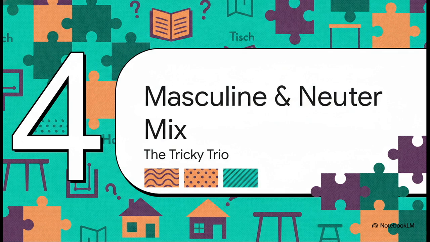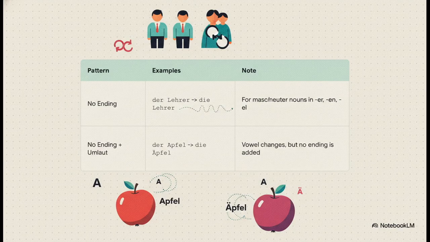Okay, now that we've banged those easy ones, let's wade into slightly deeper waters with the trickier trio. This is where the other 3 patterns hang out, and they mostly apply to masculine or der nouns and neuter or das nouns. It's a bit of a mix, but don't worry, we're going to sort it all out right now. So, our first pattern here is what I call the no-ending plural. For some words, like der Lehrer, the teacher, the plural form looks exactly the same as the singular, but you gotta watch out for that umlaut. With a word like der Apfel, the apple, it becomes die Äpfel. See? No new ending was added, but the vowel itself changed its sound.